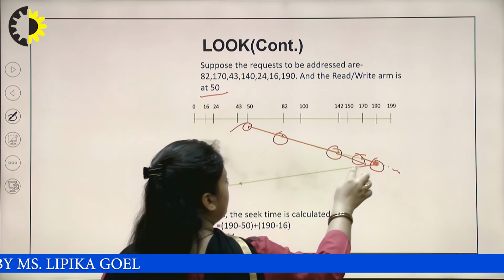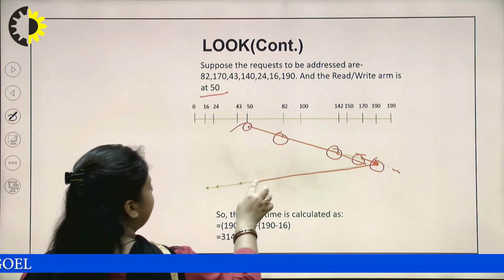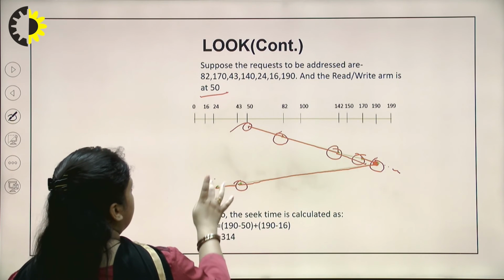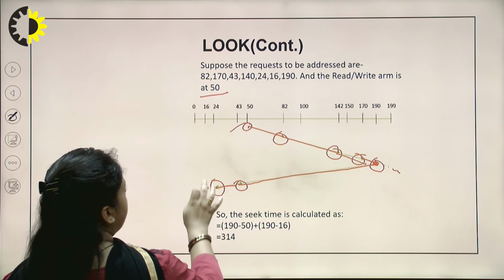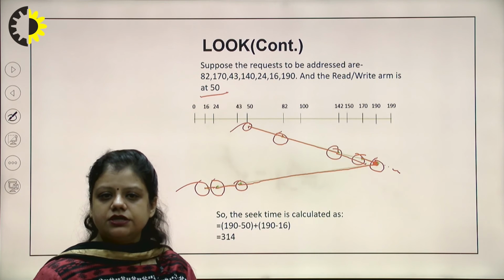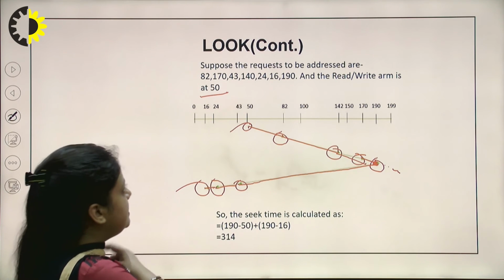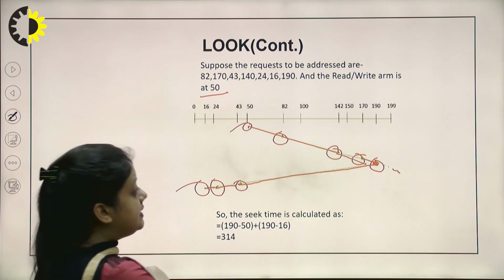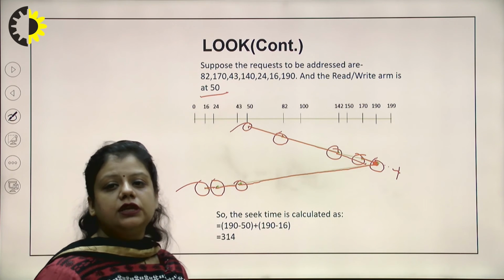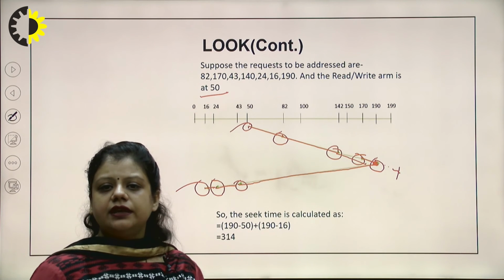And then we reverse, and if any requests are in between, say 43, then 24, and then 16, we service them on the return trip. So the only difference between SCAN and LOOK is that SCAN goes to the end of the disk, but LOOK goes only up to the last request. So that extra delay is saved.